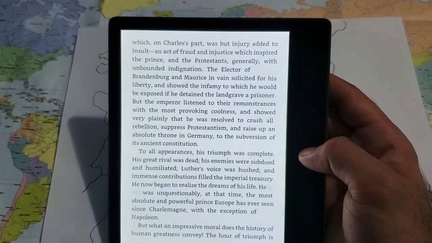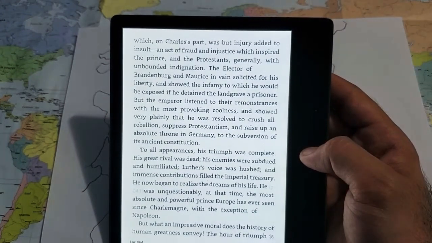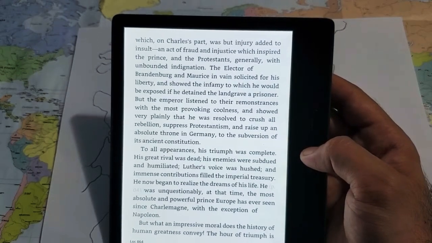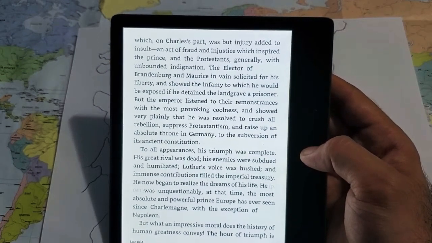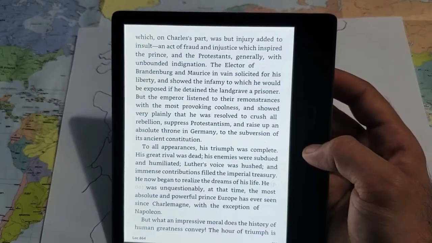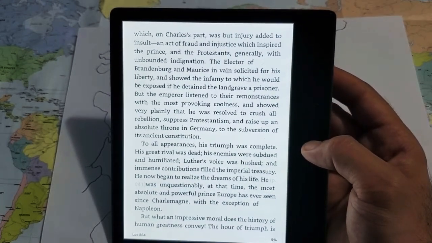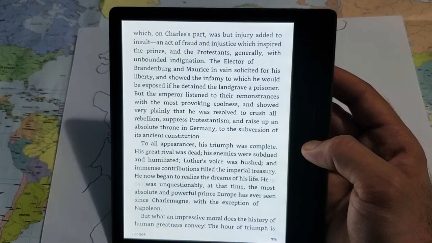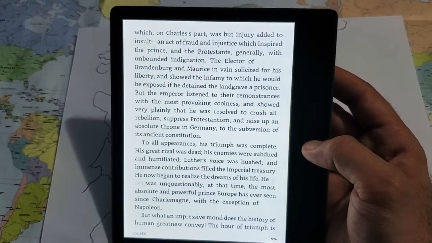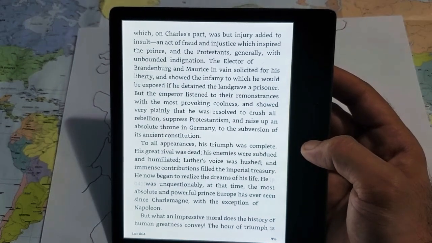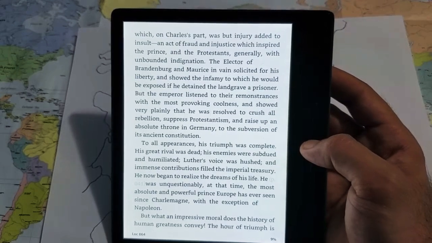His great rival was dead. His enemies were subdued and humiliated. Luther's voice was hushed, and immense contributions filled the imperial treasury. He now began to realize the dreams of his life. He was unquestionably at that time the most absolute and powerful prince Europe has ever seen since Charlemagne, with the exception of Napoleon.